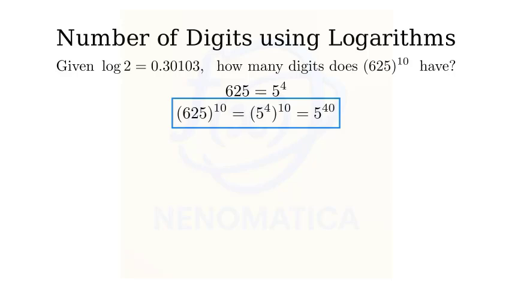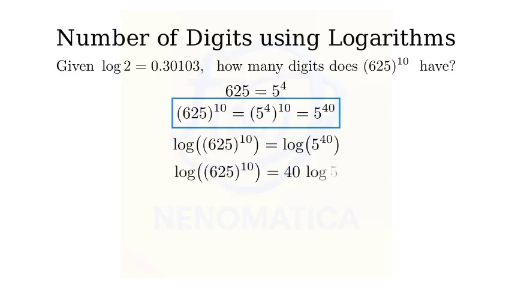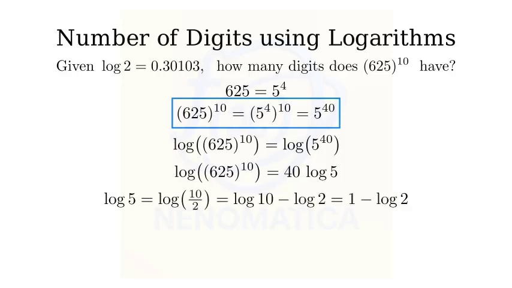Step 2. Take common logarithm of both sides and use the power rule. First, log of (625)^10 equals log of 5^40. Then the exponent comes down. Log of (625)^10 equals 40 times log 5. Step 3. Express log 5 in terms of log 2. Since 5 equals 10 over 2, log 5 equals log 10 minus log 2, which is 1 minus log 2.